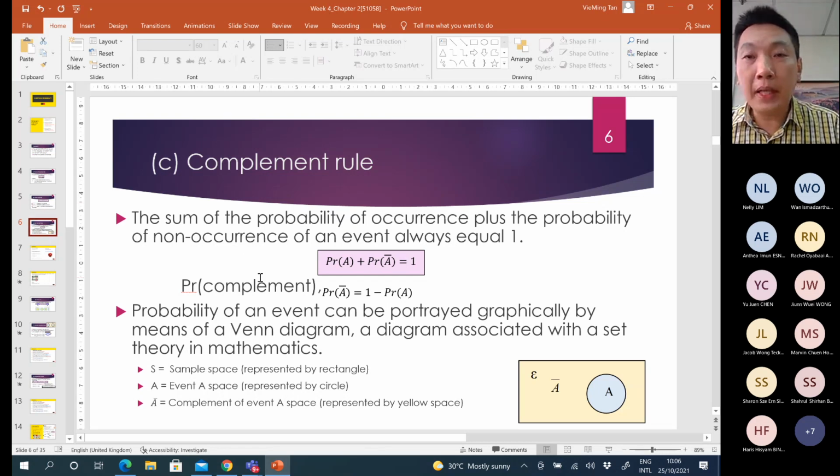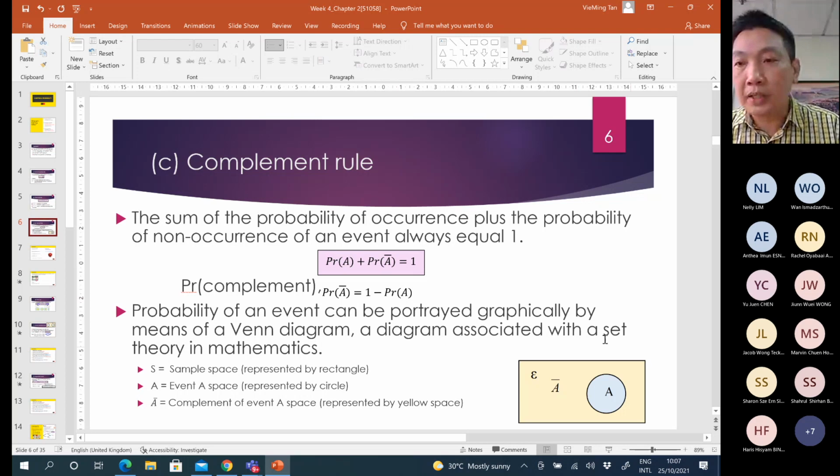The probability of event A plus the probability of non-A always equals 1. For probability of non-A, I use the symbol A bar. A bar means the complement of event A. So the probability of event A plus the probability of its complement always equals 1. So if you are asked to calculate the probability of non-A, you can use 1 minus the probability of A. Then you get the probability of non-A.